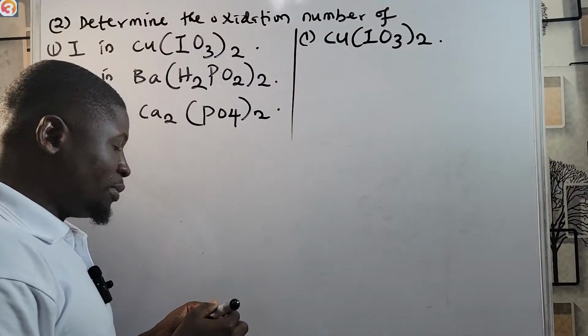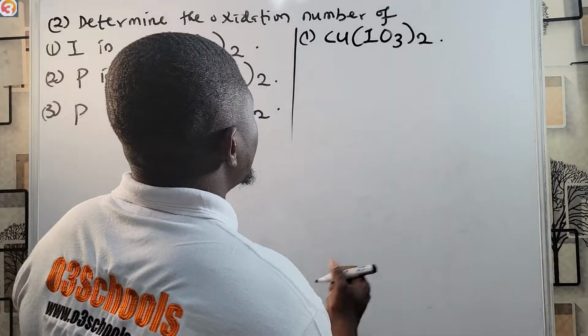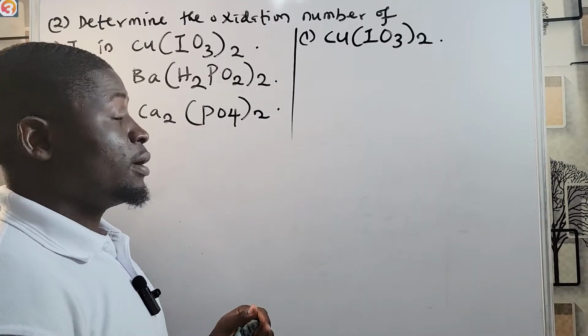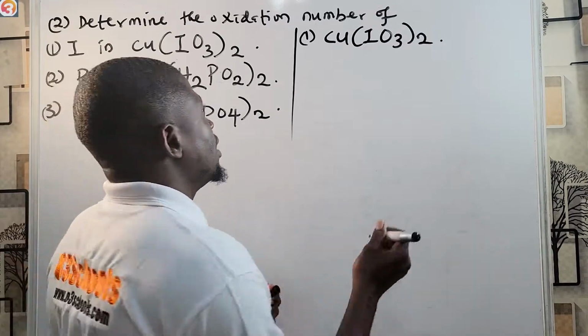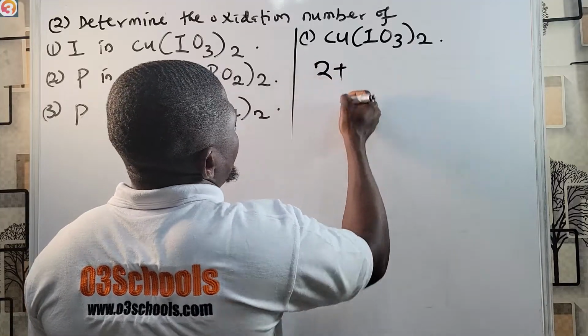We're told to find the oxidation number of I in the compound. All right, so let's do that. Of course, copper has an oxidation number of +2. So we're going to have Cu is already 2, so we have 2, then plus.